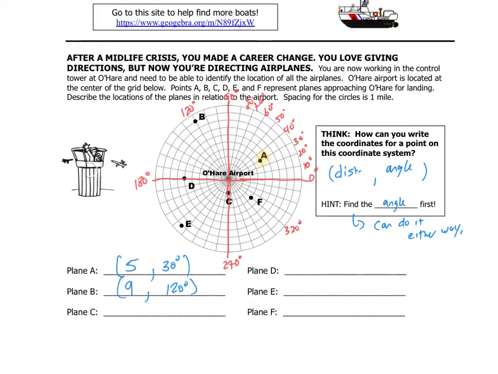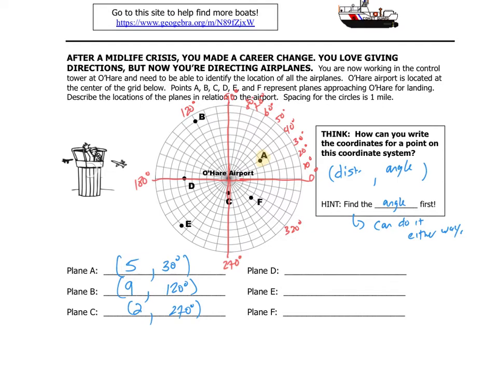Okay, go ahead, stop the video, try point C, and then come back. So for point C, its angle is at 270 degrees. And then the distance, so now we just have to count down. So we have 1 circle, 2 circles. So 2 circles out means it's going to be 2 miles. So we have a point 270.